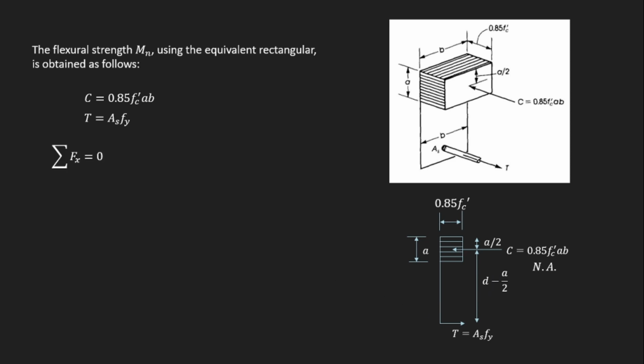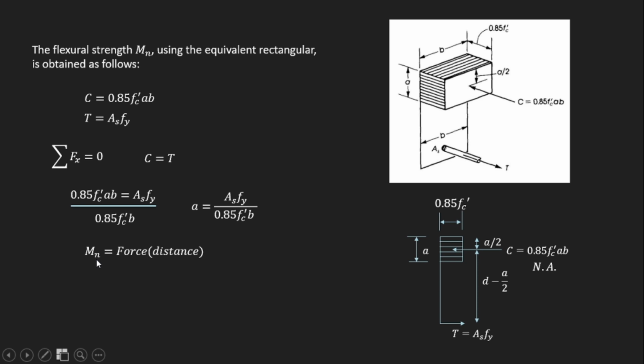So, pag-summation of forces horizontal tayo equal to 0, syempre, magkakaroon tayo ng C equals to T. So, pag in-equate natin yan, so meron tayong value of C na 0.85 FC prime AB, and for T, meron tayong AS FY. So, divide both sides by 0.85 FC prime times B. So, magkakaroon tayo ng value of A now na AS FY all over 0.85 FC prime B. Kailangan natin isaulo yan kasi ginagamit natin yan sa mga problem solving.